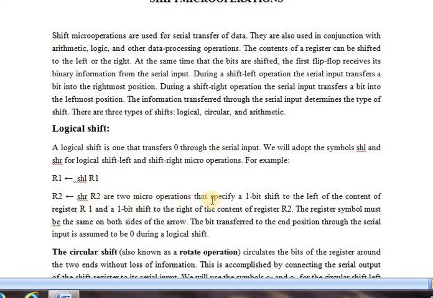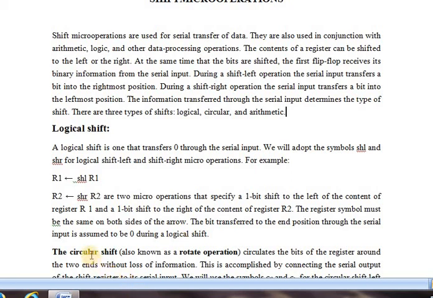These are the two micro operations that specify a 1 bit shift to the left of the content of register R1 and a 1 bit shift to the right of the content of R2. See here, 1 bit of content is transferred from R1 to R1 and R2 to R2, but it is performed in the left and in the right. The register symbol must be the same on both sides of the arrow. The bit transferred to the end position through the serial input is assumed to be 0 during the logical shift. So this is the logical shift.